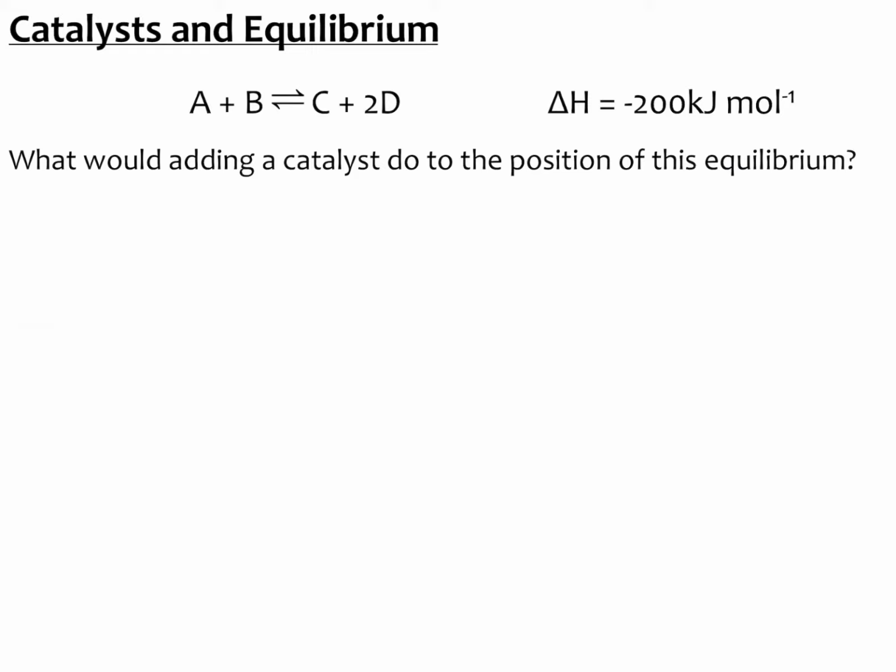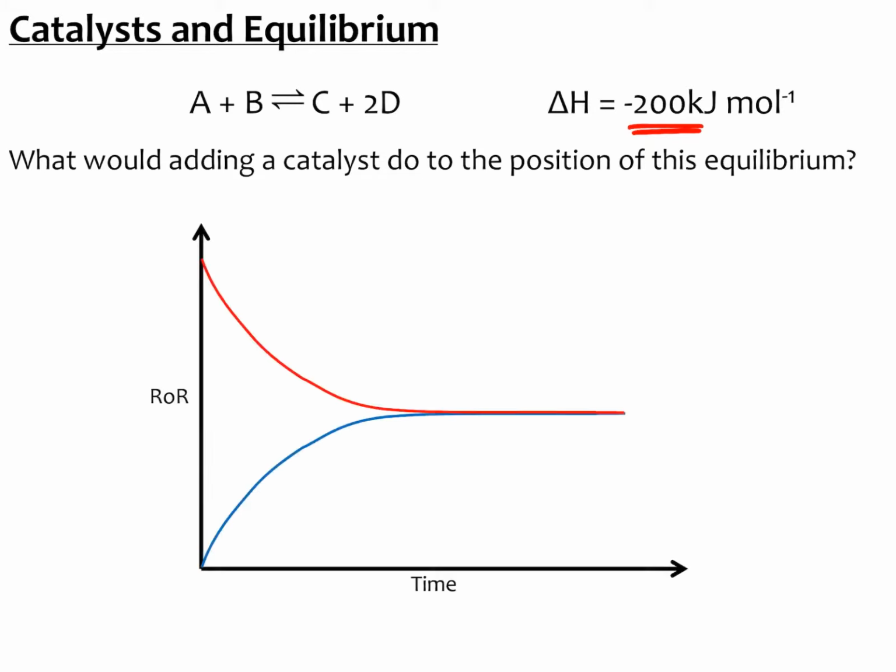Next, catalysts and equilibrium. We've got a reaction here, A plus B forming C plus 2D. We can see we've got more moles on the right hand side, and A plus B on the left, that's fewer moles. We've got enthalpy information over here. So what would adding a catalyst do to the position of this particular equilibrium if it had been reached? You can look at the graph again and have a think about what catalysts do.